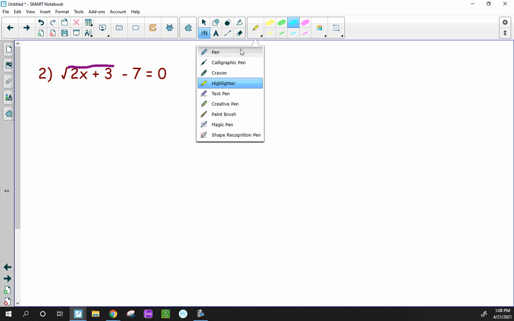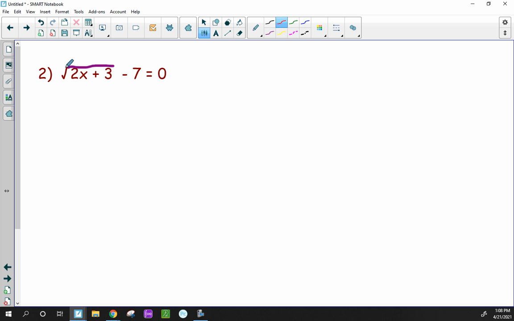Question 2. The square root of 2x plus 3 minus 7 is equal to 0. Notice that this is a square root, that the radical goes all the way across and ends at 3, but this 7 is not underneath the radical. My goal is to solve for x.